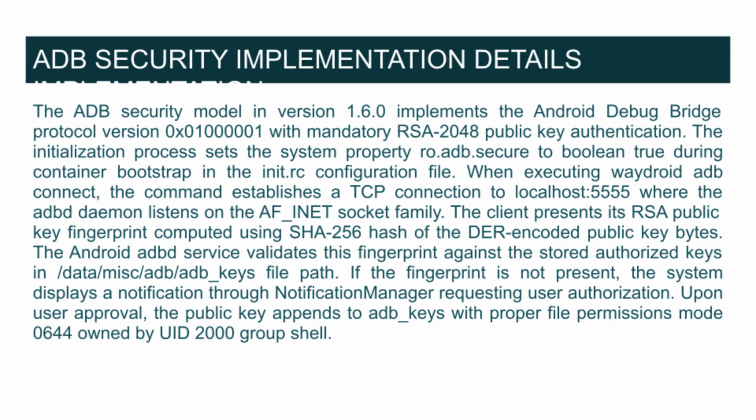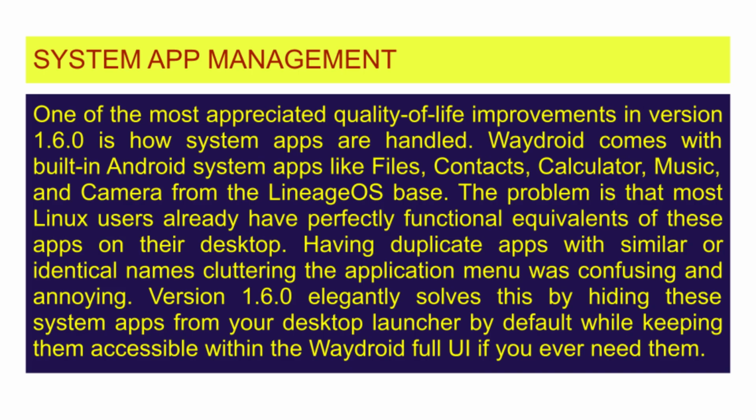Instead, when you want to connect ADB, you'll need to manually run a new command called waydroid adb connect. But here's the important part. Just running that command isn't enough. You'll also need to provide authorization on the Android side, just like you would if you were connecting your phone to a computer for the first time. You know that prompt that appears on your phone asking if you trust this computer? That's what you'll see in Waydroid right now. This extra step might seem like a minor inconvenience, but it significantly improves security by ensuring that only authorized connections can access your Android environment.